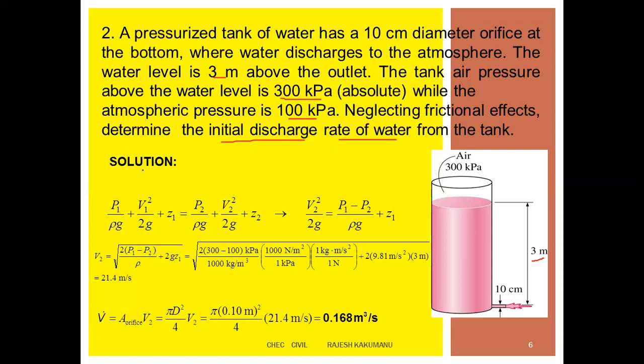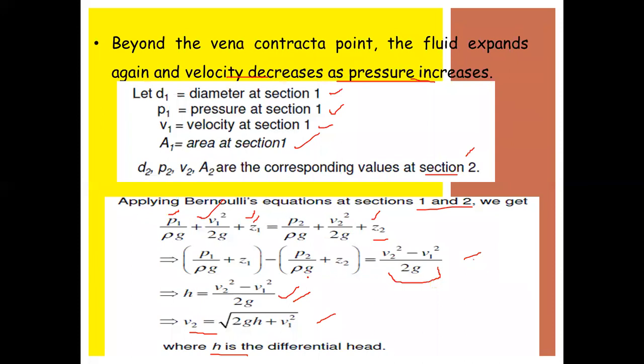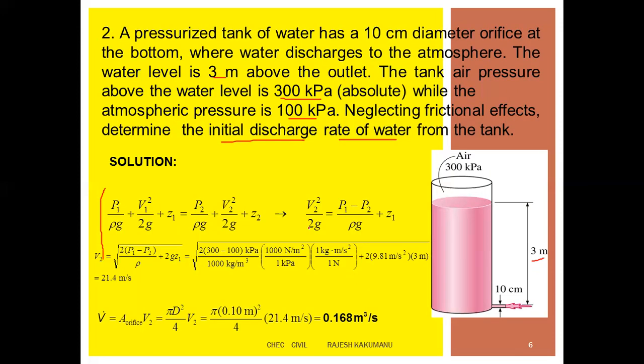Now you see here, apply Bernoulli's equation. P1 by rho g plus V1 square by 2g plus Z1 is equal to P2 by rho g plus V2 square by 2g plus Z2. That implies V2 square by 2g is equal to this derivation. Now applying this, V2 is equal to the root of 2 into pressure difference (P1 minus P2) by rho plus 2 into g into Z1. Then P1 is 300.